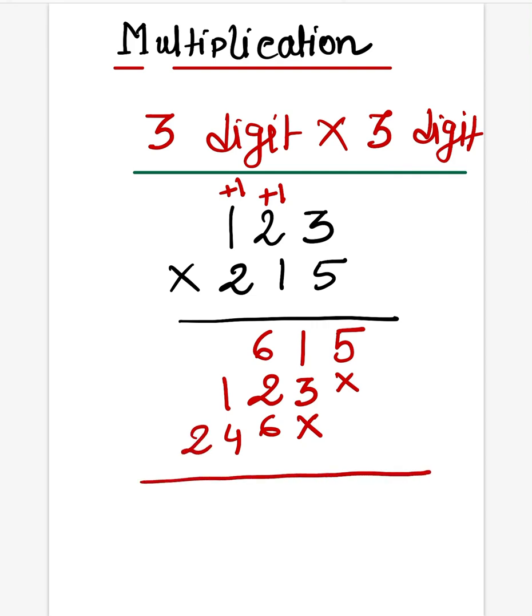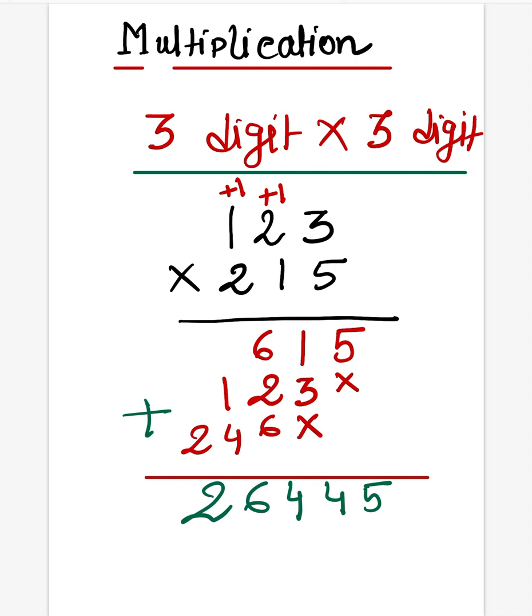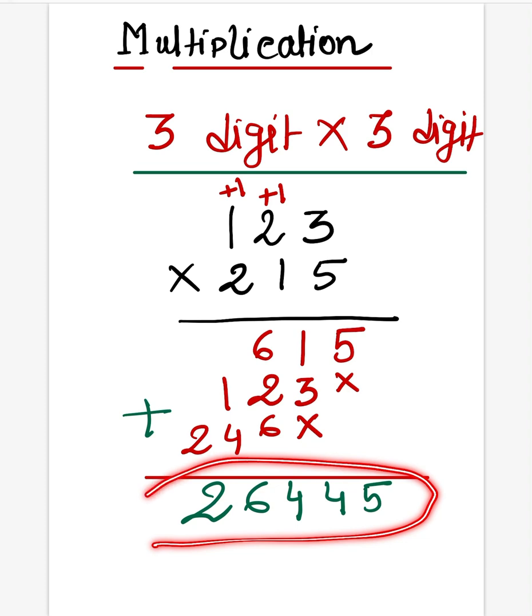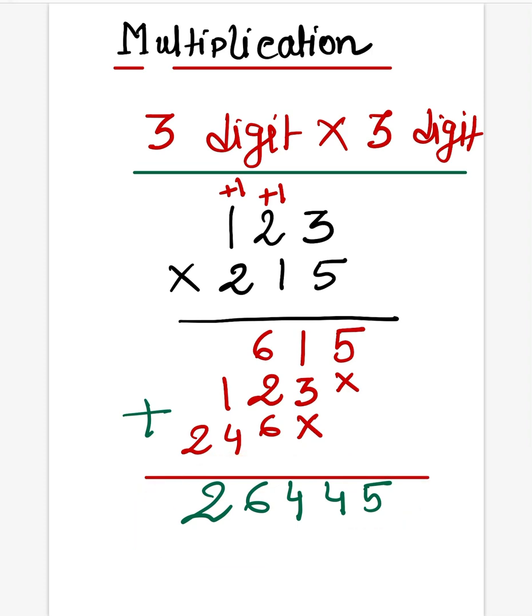Then we have to add the whole thing. You can see here, in the first place it comes 5, then 3 plus 1 which is 4, then 6 plus 6 which is 12, 12 plus 2 is 14, 14 means 4 and 1 is carry, so 4 plus 1 is 5, 5 and carry 1 is 6, and this is 2. So this is your answer. If I multiply 123 with 215, we will get this number 26445.